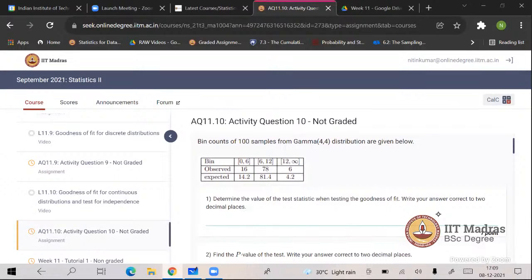No, sir. Sir actually explained that in the lecture for continuous distribution. Chi-square test for goodness of fit. So I didn't get your doubt. What's your doubt in this? Sir, how did he calculate the values?